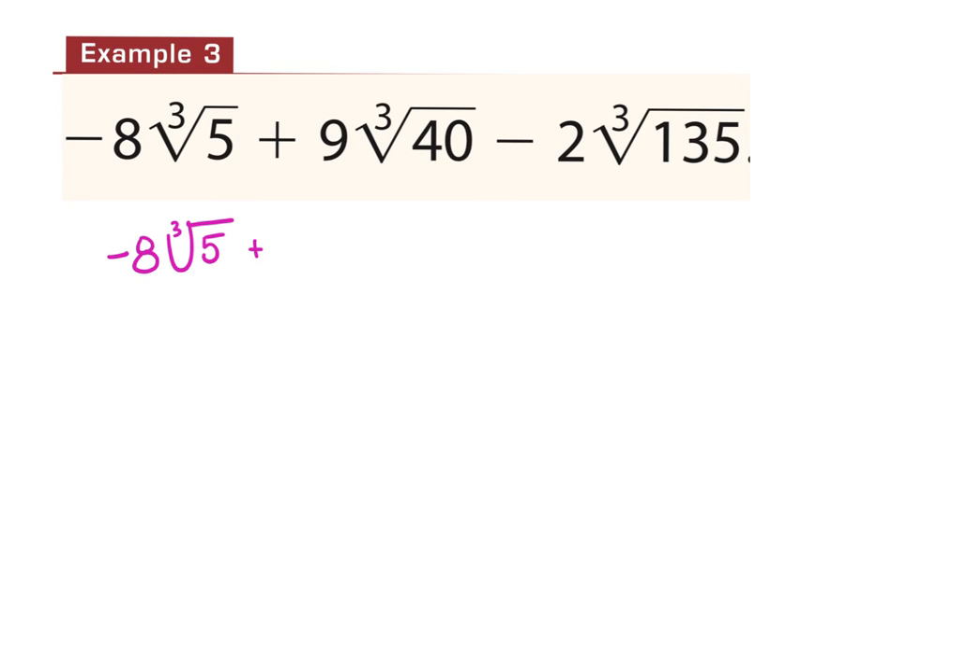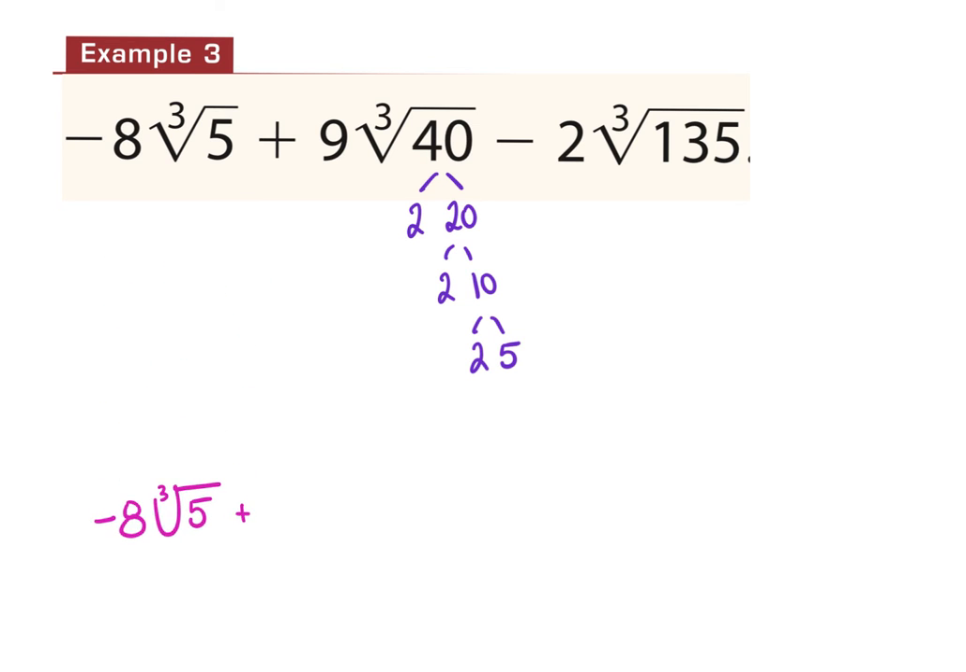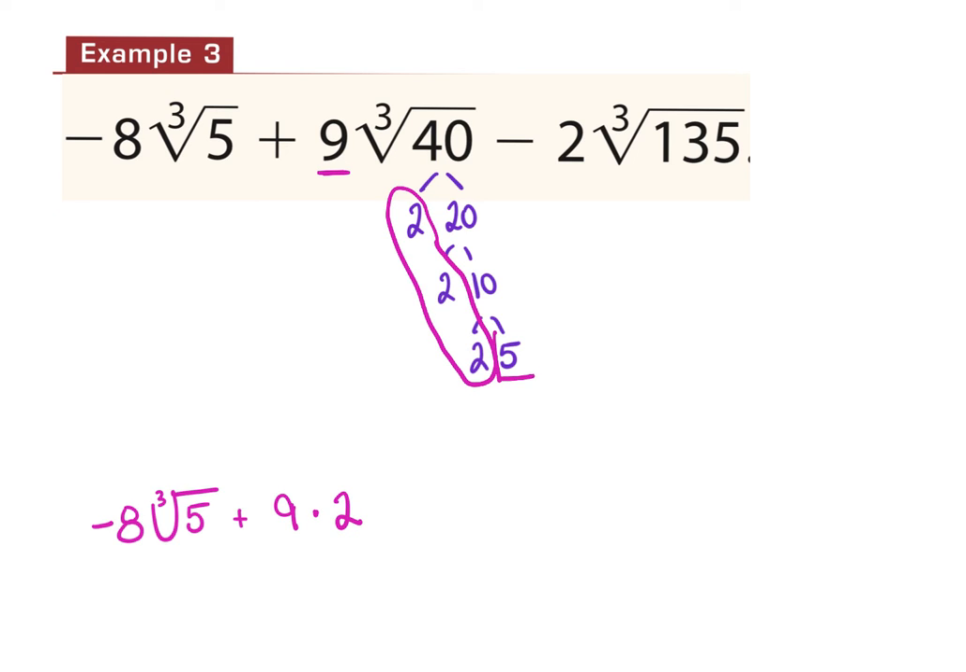For this 40, we are going to use our factor tree. All right. And so for this one, we have groups of 3 is what we're looking for. So those 2's group up and they're going to go on the outside. We already have a 9. So we have a 9 times that 2. And then what's left is a 5. So we have the cubed root of 5 there. Don't forget the minus.